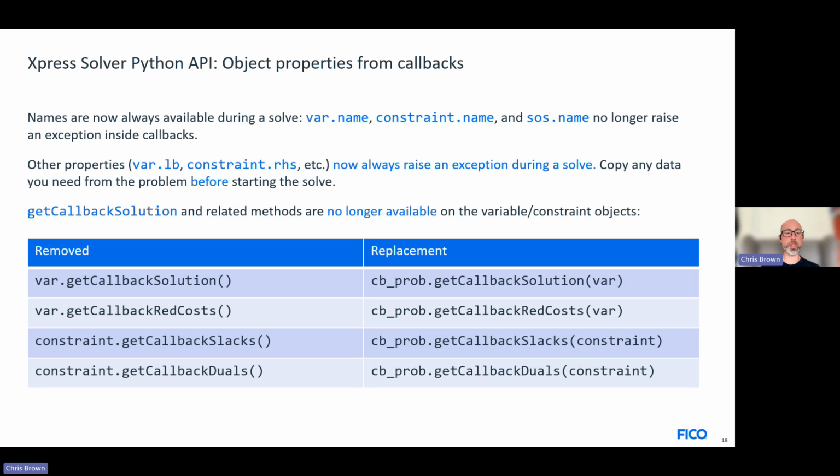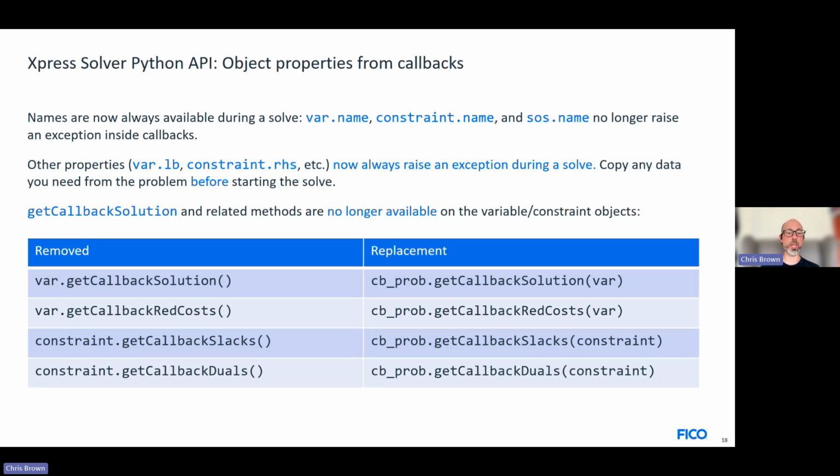Similarly, functions for accessing the solution are no longer available. We did introduce functions to access the callback solution, which, while you're in a callback, returns solution values that are relevant to the current callback. For example, in a MIP search, in the callback that's fired when a new node is solved, that callback solution function will return the LP relaxation solution for that node, rather than the overall incumbent MIP solution.